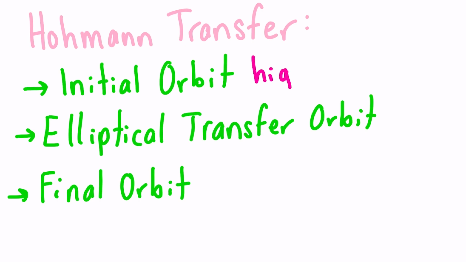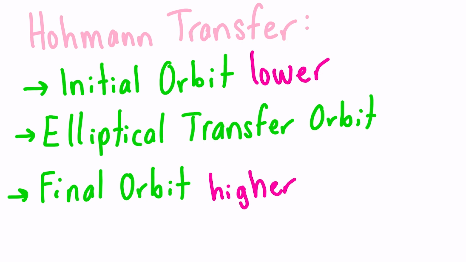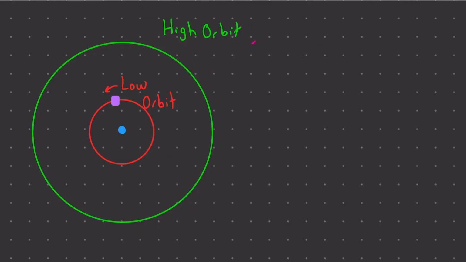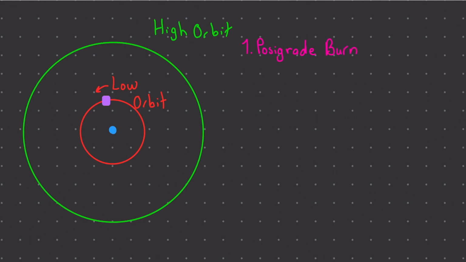This transfer can be used in both directions, so it doesn't matter which orbit is the higher or lower one. For the sake of this explanation, we'll assume that we're going from a lower orbit to a higher one. First, we will perform a posigrade burn, which is one that increases our speed in the direction that we are moving. Just for reference, a burn that decreases our speed in the direction that we are moving is called a retrograde burn. Anyway, our posigrade burn will stretch the circular orbit and put us into an elliptical orbit that is tangent to the final orbit.